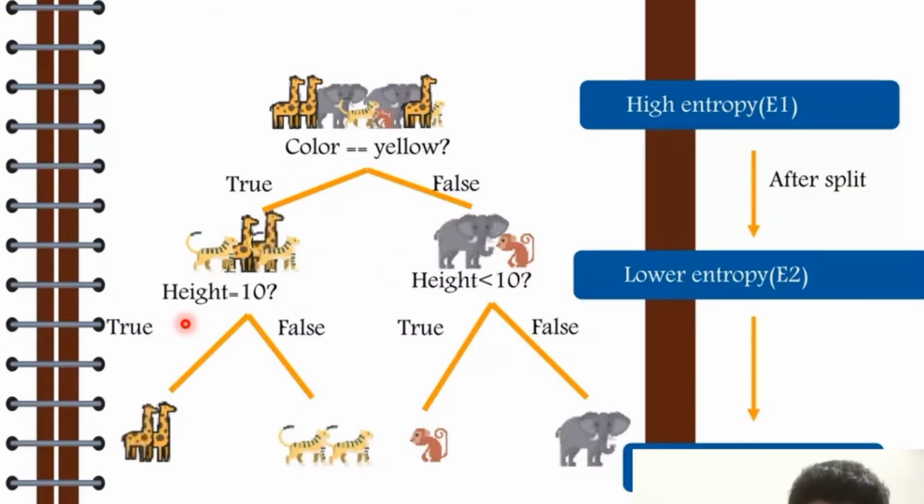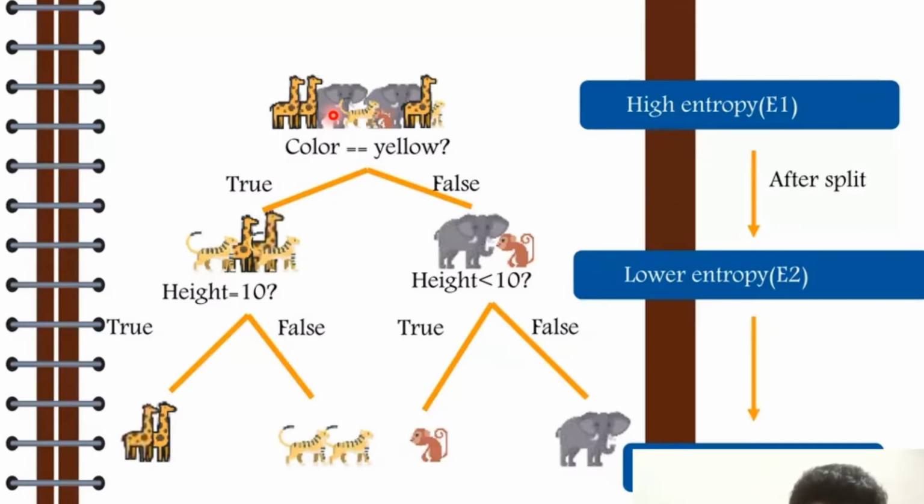I have taken the height is equal to 10. If it is true, then giraffe is classified. If it is false, then automatically tiger is classified. Height is less than 10: if it is true, then monkey; false, then elephant. So we classified all the animals we provided in the data set.